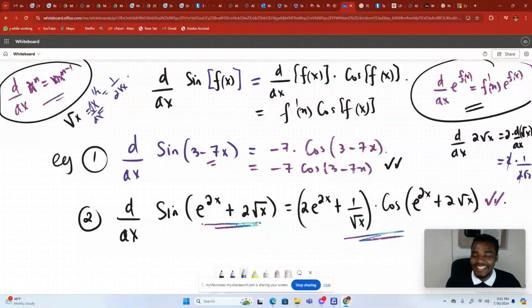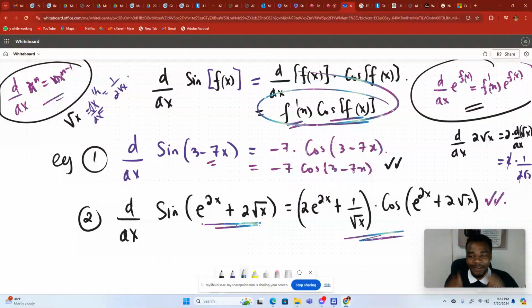This is very interesting. So bear in mind that whenever you see sine of a certain function, all you need to do is differentiate that function and then multiply by cosine of f of x. Very interesting.